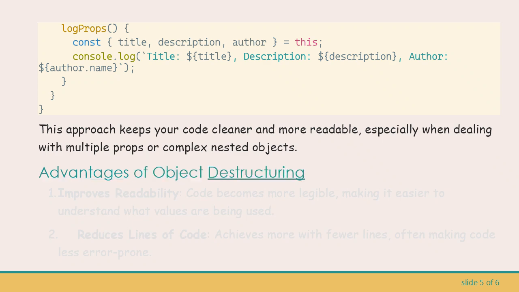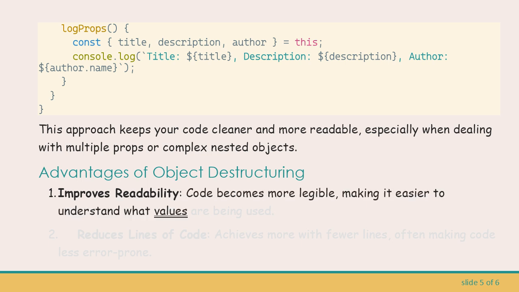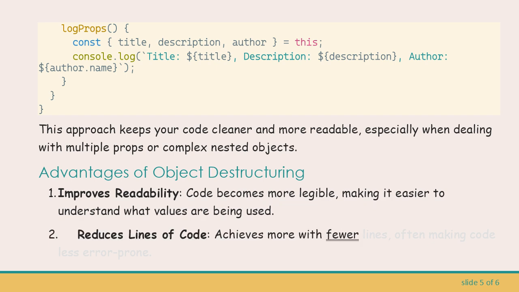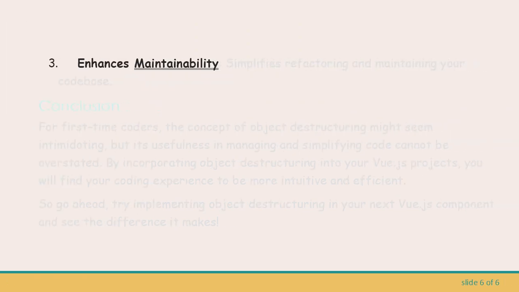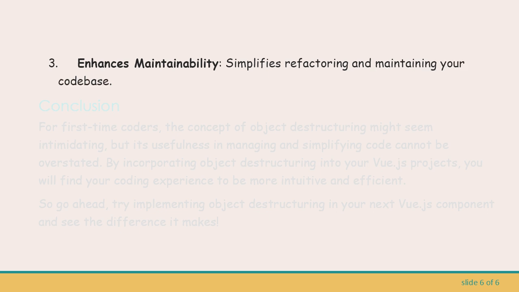Advantages of object destructuring. Improves readability: code becomes more legible, making it easier to understand what values are being used. Reduces lines of code: achieves more with fewer lines, often making code less error-prone. Enhances maintainability: simplifies refactoring and maintaining your codebase.